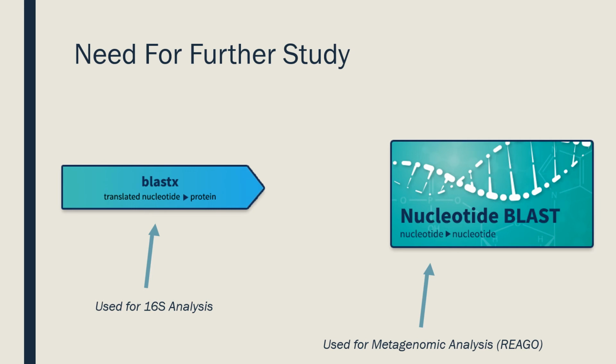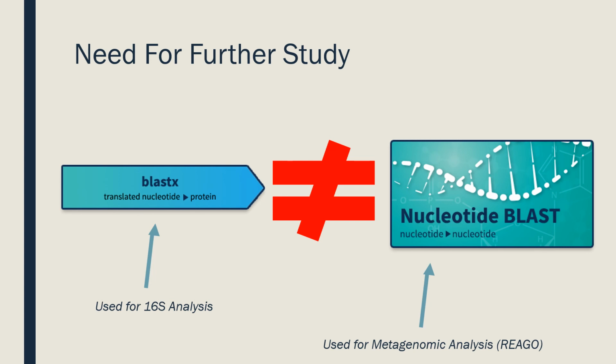Due to the differences in the methods these two platforms employ, the results each produces are not necessarily comparable, especially as it is believed BLASTx will produce a greater alignment due to a greater diversity of bacteria. This poses an explanation as to why the REAGO results, which were analyzed using BLASTn, had less diversity than the 16S results, even though the opposite was expected.